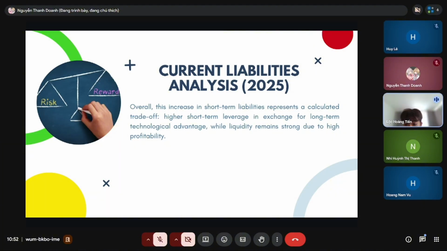So overall, this increase in short-term liability represents a calculated trade-off, with higher short-term leverage in exchange for long-term technological advantage, while liquidity remains strong due to high profitability.